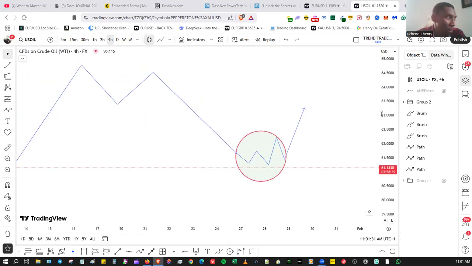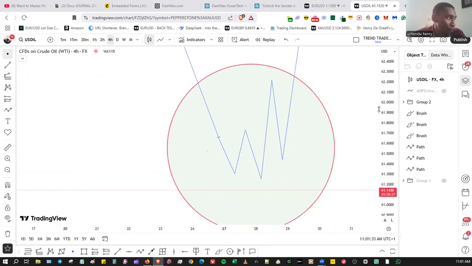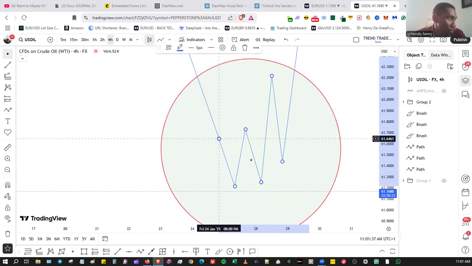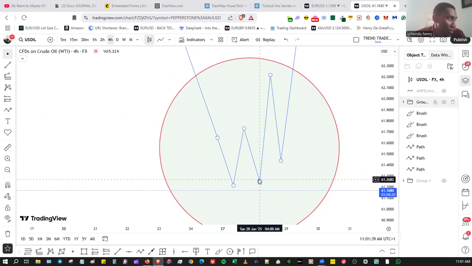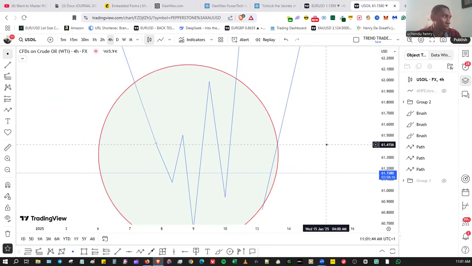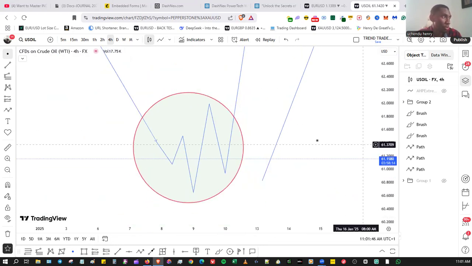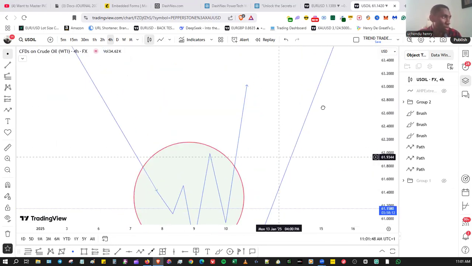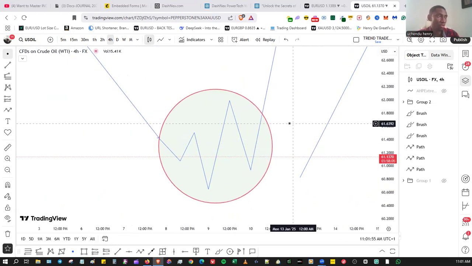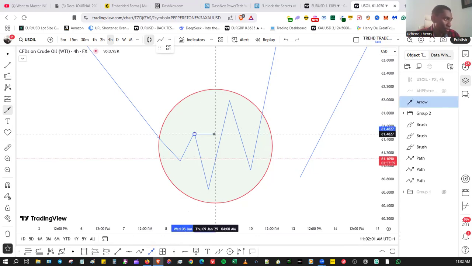Okay, it could be in this form. Could be in this form. Something like this. Okay. So now let's start from the first one, which is this one. In this one, what we want to see is this type of W formation if we're looking to buy and M formation if we're looking to sell. So we want to see price taking out these points.